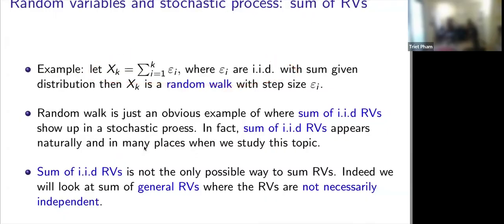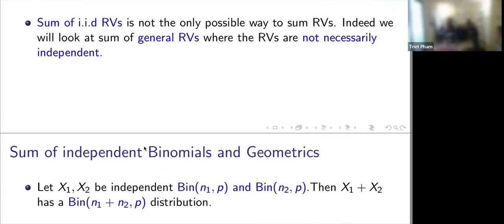Another possible violation: IID means independent and identically distributed, so either of these assumptions can be violated in the sum. Of course, the easiest case is IID, but you can have an independent sum that is not identical, or sums that are not independent. We'll see.